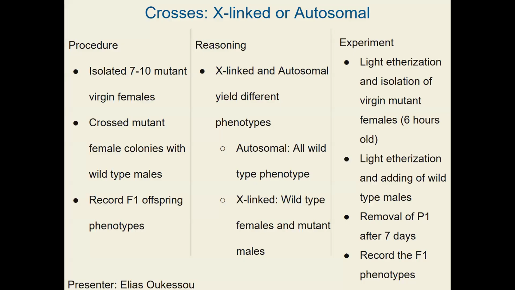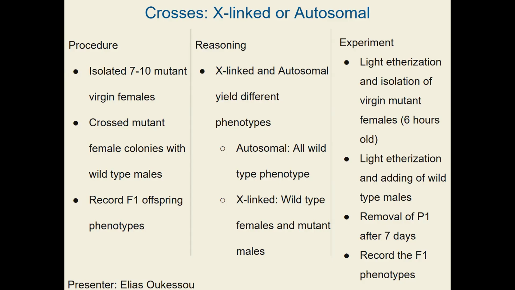For this experiment, we isolated 9 virgin females from both mutant colonies. We went on to cross these mutant females with wild-type males. We did this as it allowed us to conclude whether our mutations were X-linked or autosomal. If the mutation were autosomal, then all of the offspring would express the wild-type phenotype. This is because we would be crossing a homozygous dominant, the wild type, with a homozygous recessive, the mutant. The offspring would all be heterozygous and therefore would all express the wild type phenotype.